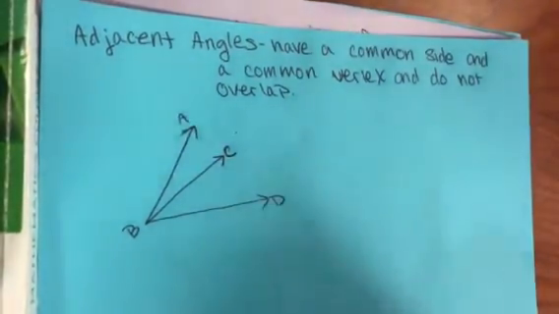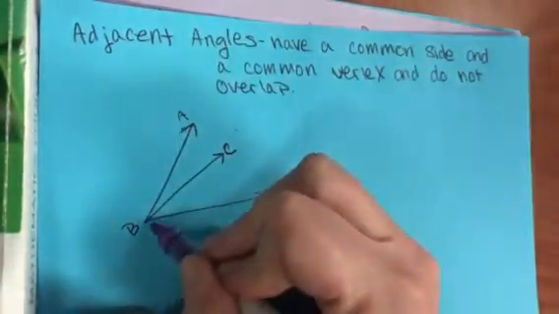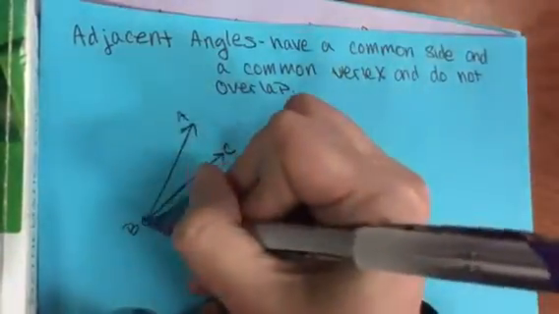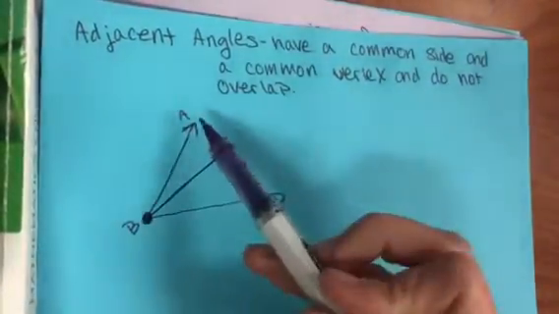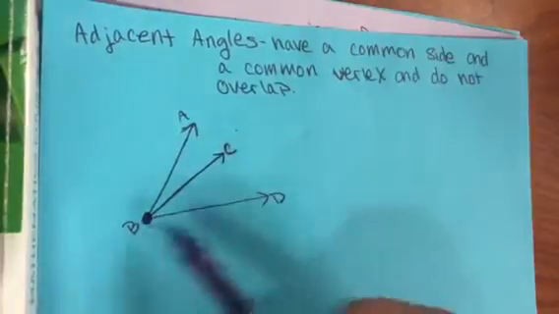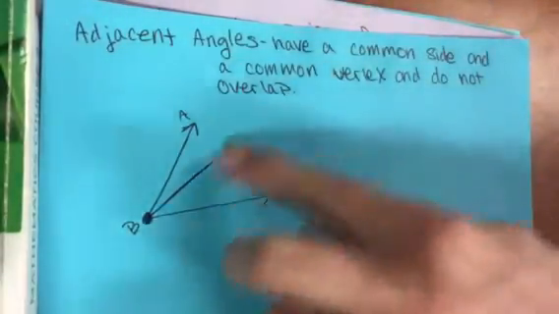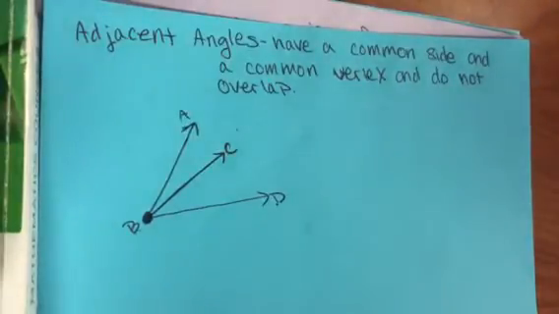So, adjacent angles have a common side and a common vertex and do not overlap. So this is just another definition. An adjacent angle is going to have a common side. So you're going to see this side BC is the common side. They have a common vertex. A vertex is just that point right here. And they do not overlap. So do you see how angle ABC and angle CBD do not overlap each other? They just share line BC, and they have point B as a vertex. So that's just what an adjacent angle is. They're next to each other.